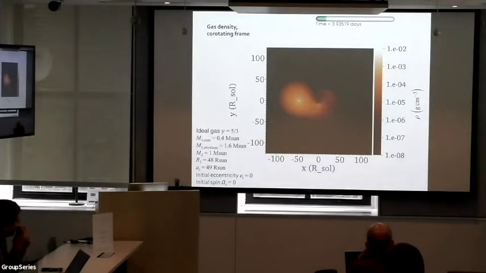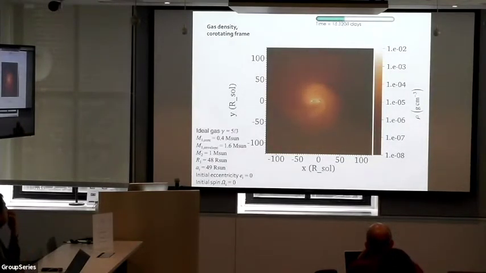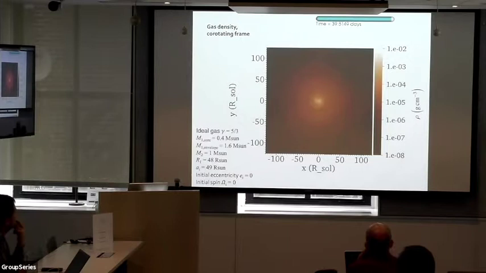So this is an example of one of our simulations in the co-rotating frame of the orbit of the particles. So the secondary is here at the center, and it forms a trailing spiral pattern, but in this frame it's a leading spiral pattern because the gas lags the particles in their orbit.